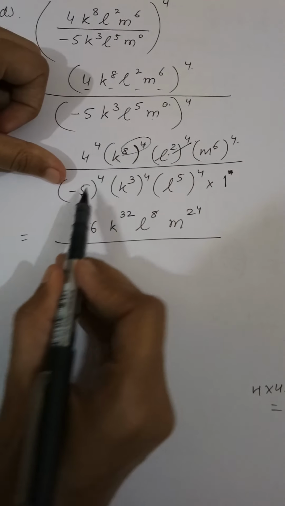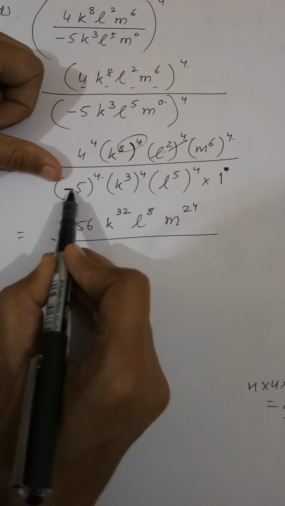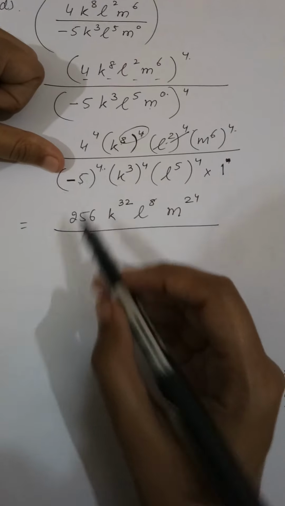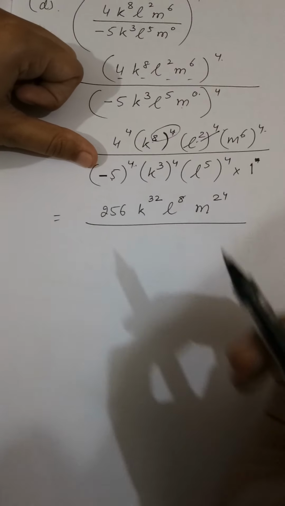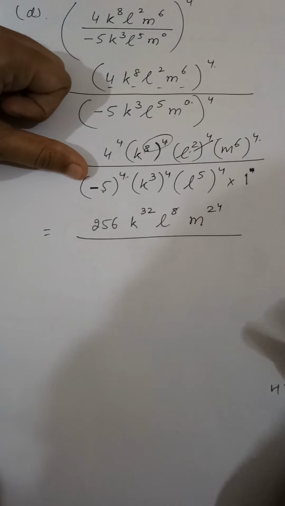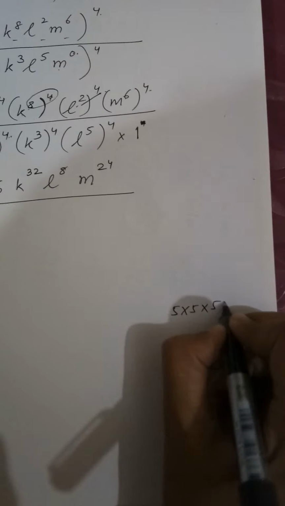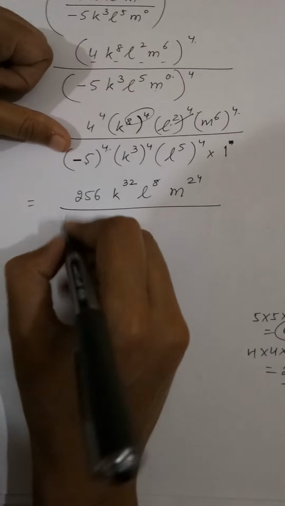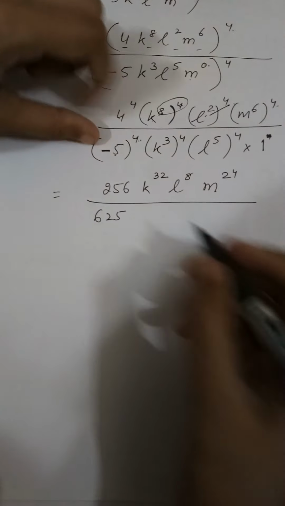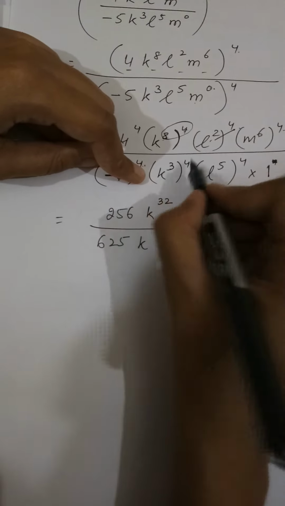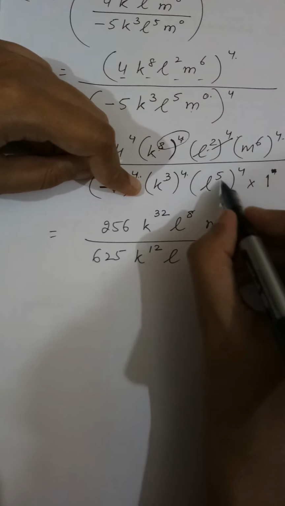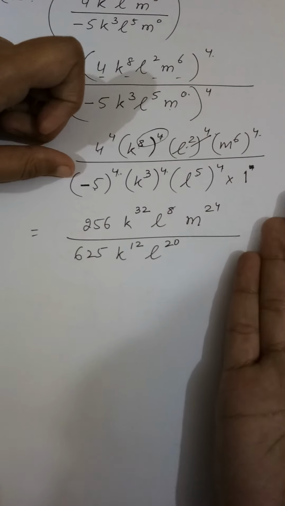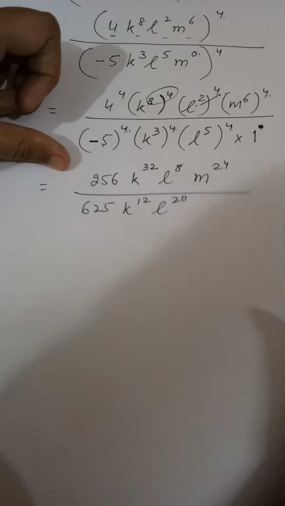Now minus 5 to the power 4. When the minus sign is there and the power is even, then the minus will come out as plus. And 5 to the power 4 means I am going to multiply 5 four times: 5 into 5 into 5 into 5. So this will give me 625. So here plus 625. Now k to the power 3 4s are 12. L to the power 5 4s are 20. 1 you don't have to write, because anything multiplied by 1 will be the same number. Okay. Now the next one.